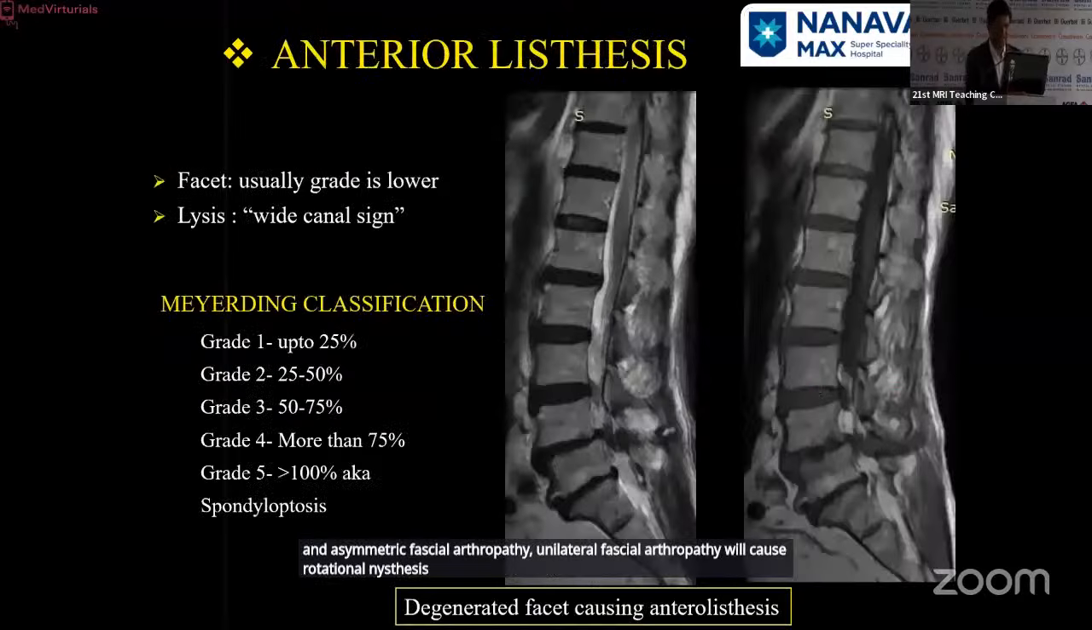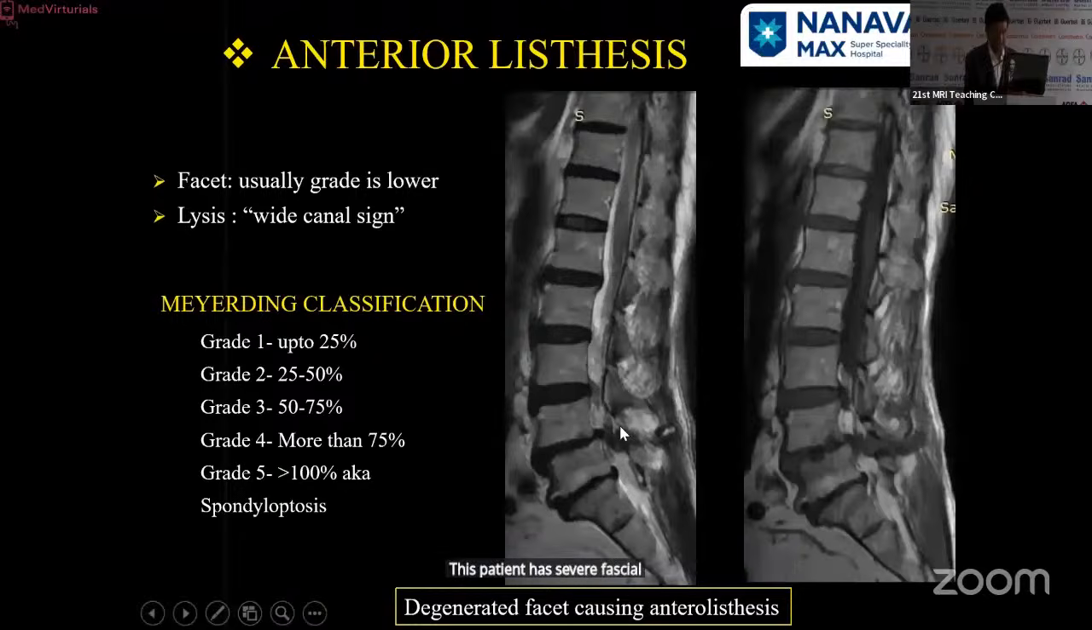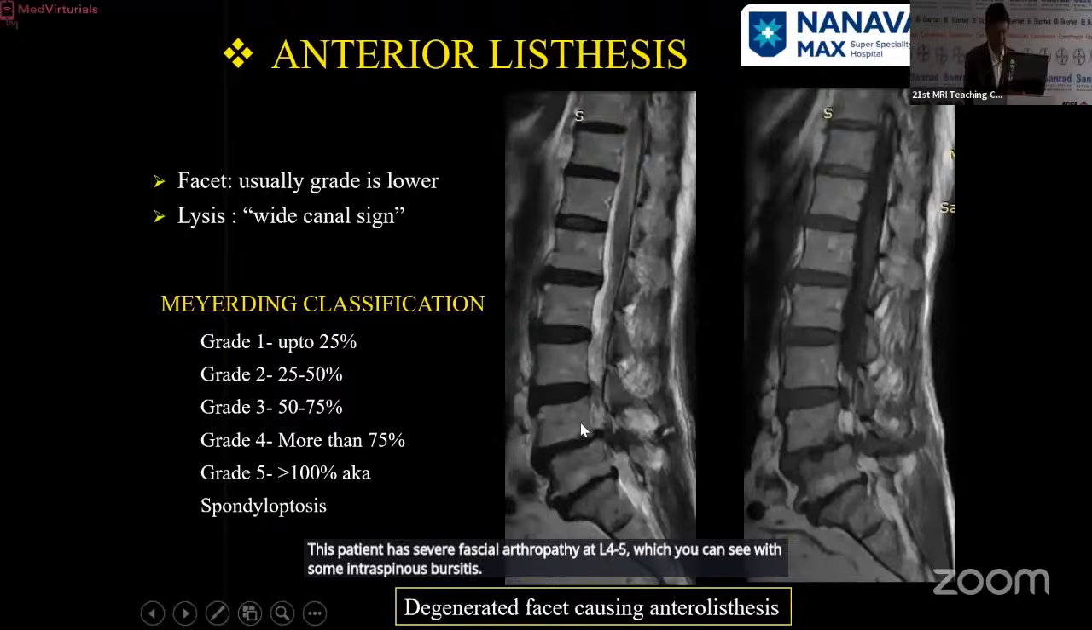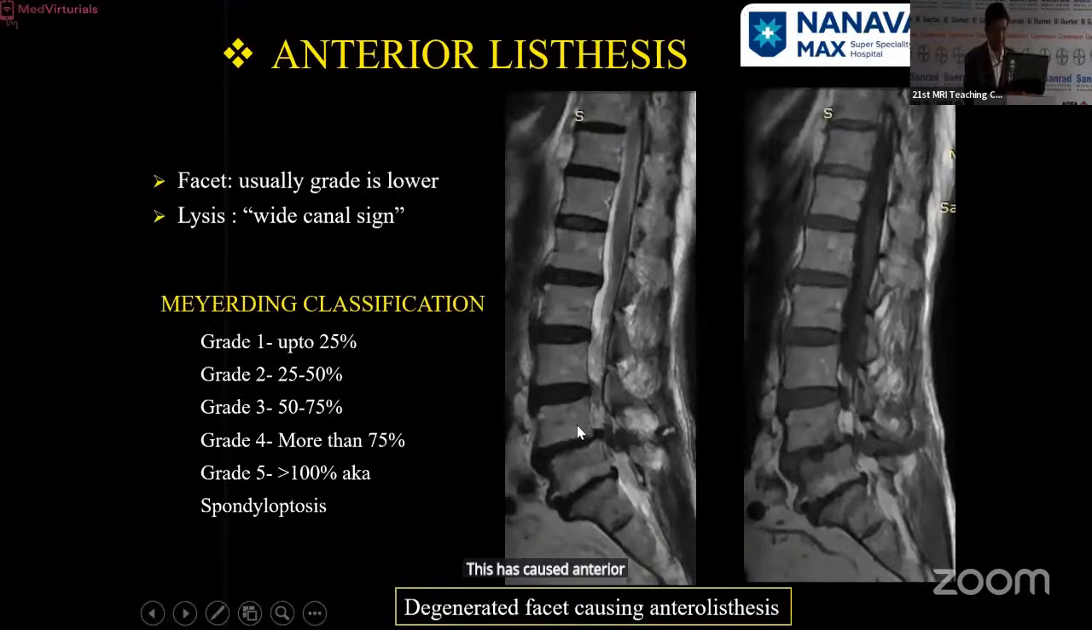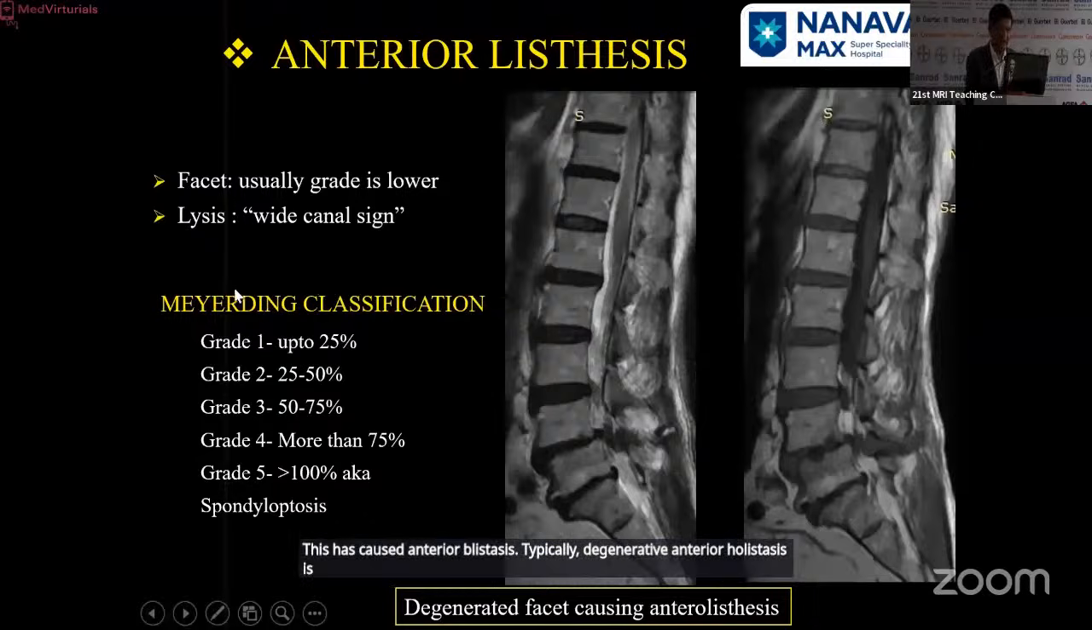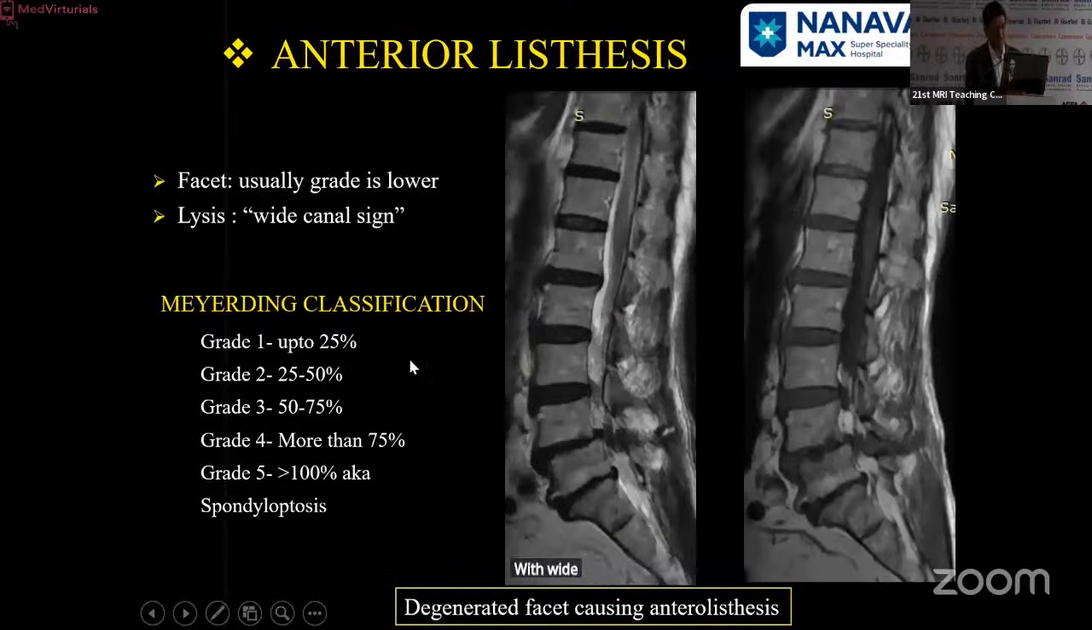And here are examples. This patient has severe facet arthropathy at L4-5, which you can see, with some interspinous bursitis. This has caused anterior listhesis. Typically, degenerative anterior listhesis remains up to grade 1. When you have more than that, grade 2, grade 3, or grade 4 listhesis, it is almost always associated with wide canal sign, and then you should be looking for lysis at that level.